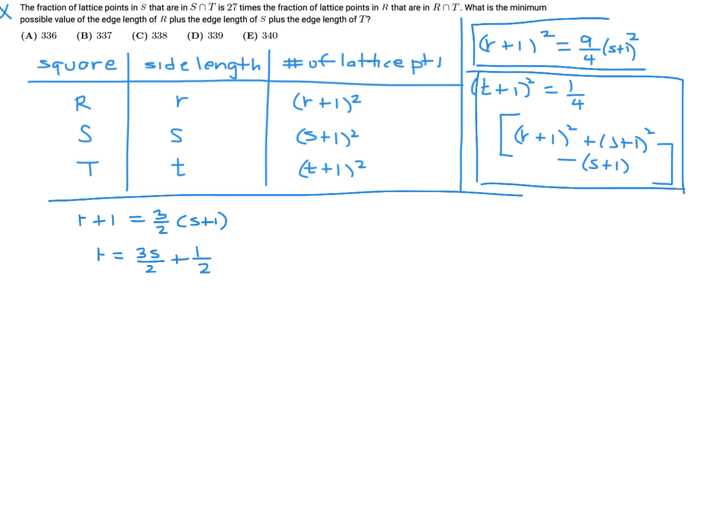The second one, okay, that's going to take a little bit more algebra, unfortunately. So this next one is a little bit of a monster, so let's work with this one here. So we got (t plus 1) all squared is equal to a quarter times [(r plus 1) squared plus (s plus 1) squared minus (s plus 1)], and there we go.